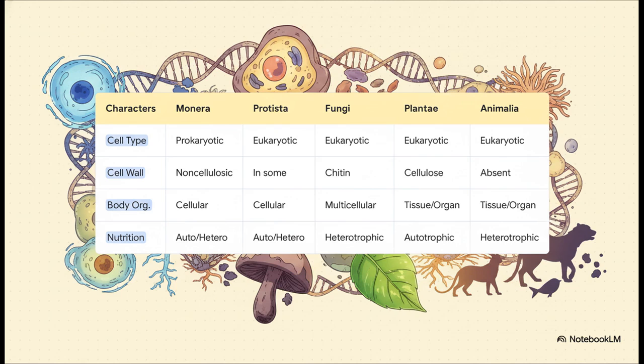The first and most important split is based on cell type. In one corner, you have the prokaryotes. These are organisms with simple cells, no nucleus. They all go into one kingdom, Monera. Everyone else, all the organisms with more complex cells that do have a nucleus, the eukaryotes, make up the other four kingdoms. And from there, Whittaker sorted those kingdoms based on other key things, like how they get their food or their body structure. All of a sudden, everything just clicked into place.